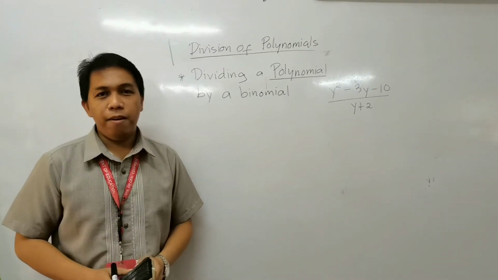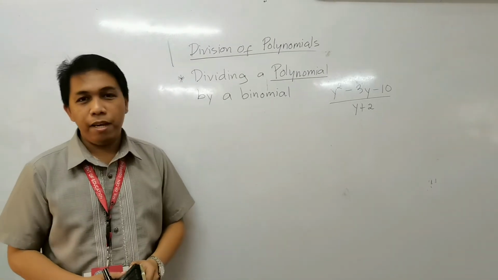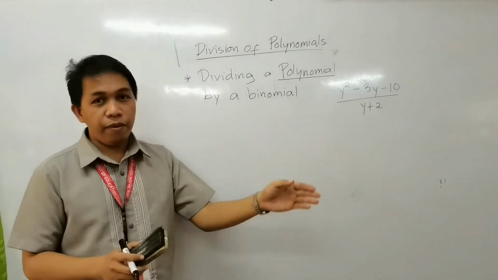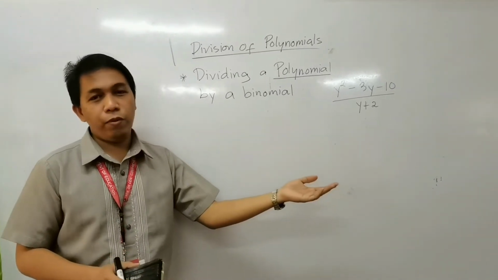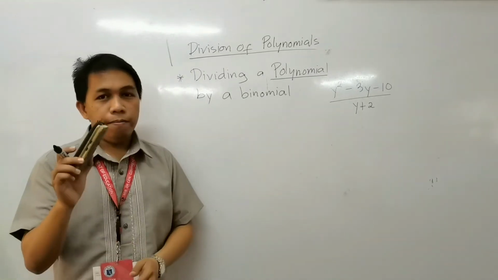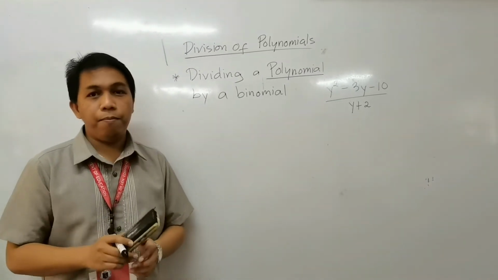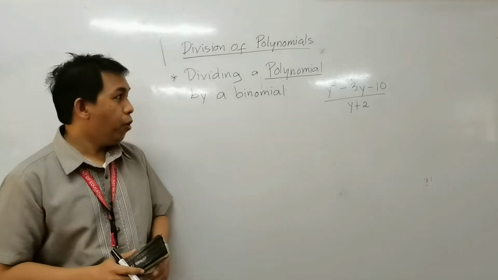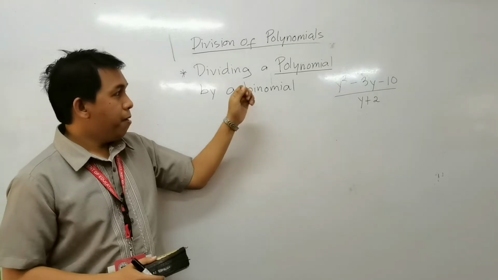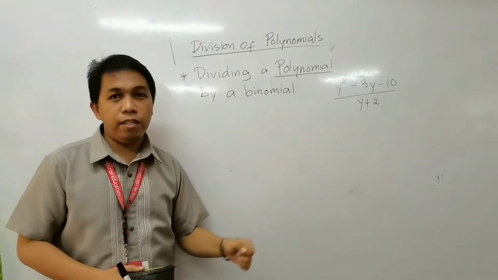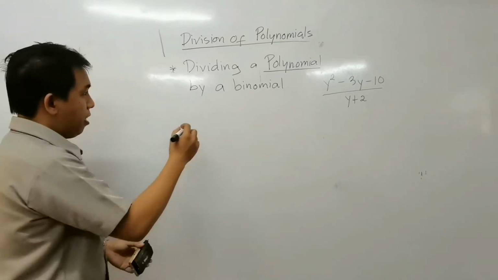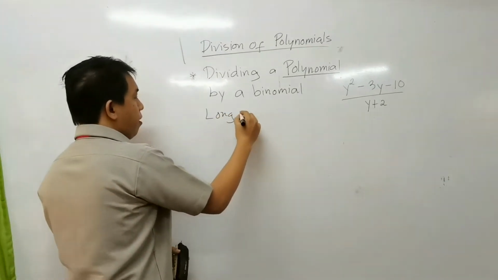Next, we have dividing a polynomial by a binomial. So this situation is different from the previous situation that we have solved a while ago. That process is only applicable for a monomial, or shall we say if the divisor is a monomial. But here, if our divisor is a binomial, it has a long process. Thus, it is called long division.